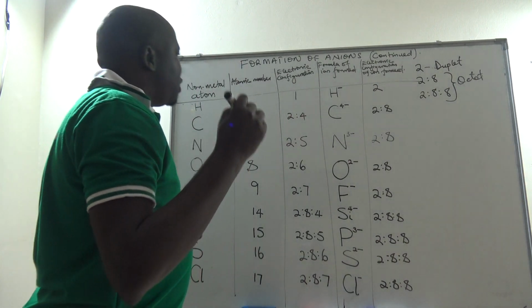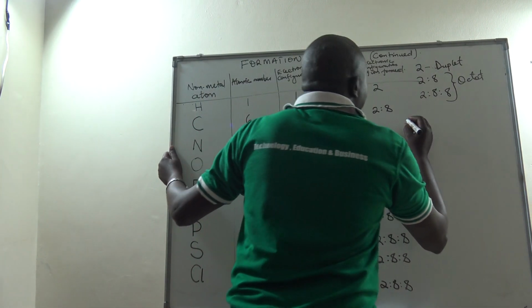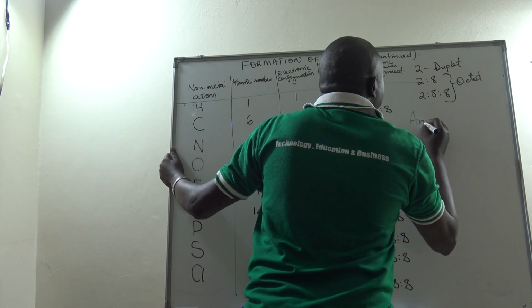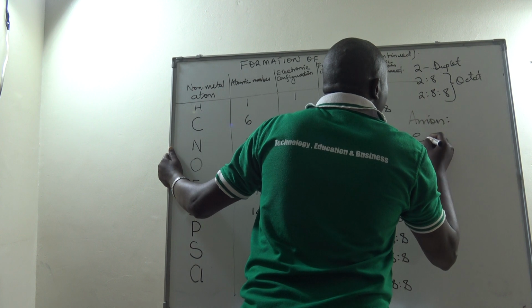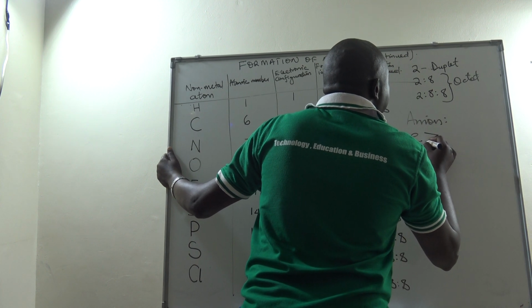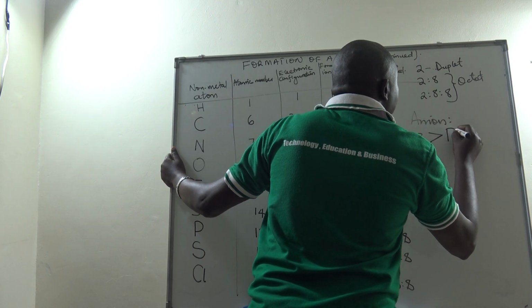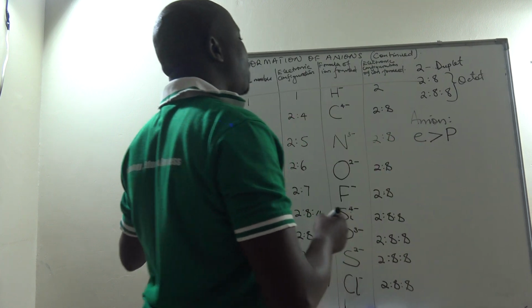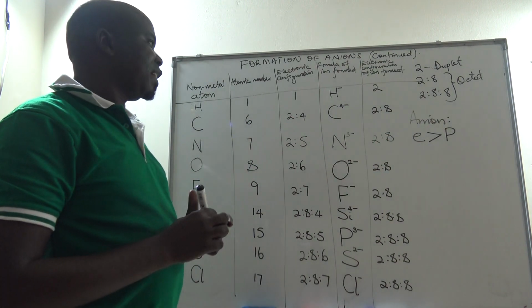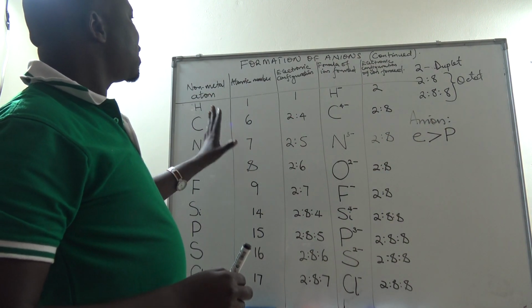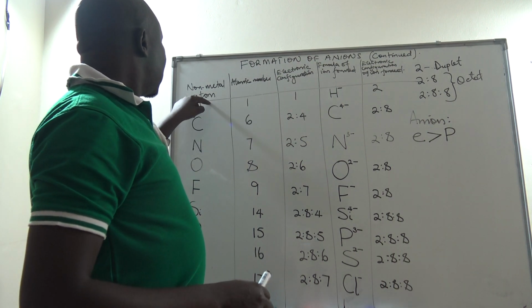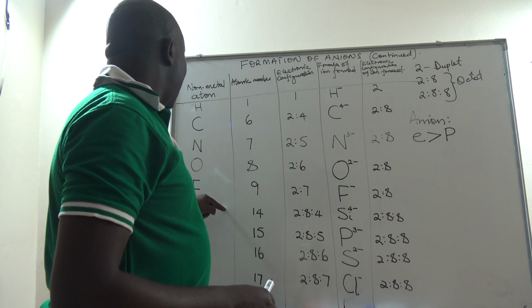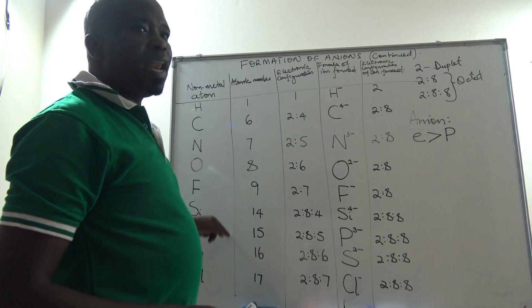So in general, we must just remember that in an anion, the number of electrons is quite more than the number of protons, because of electron gain that takes place. So this is how anions are formed by some of these non-metal elements among the first 20 elements.